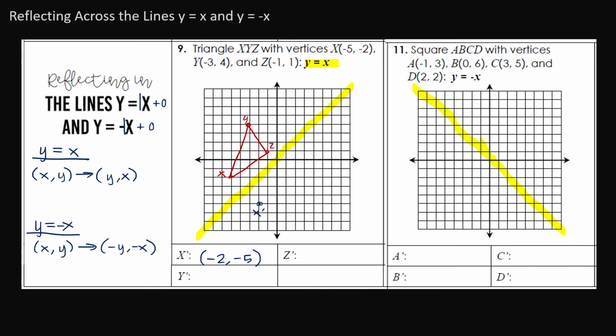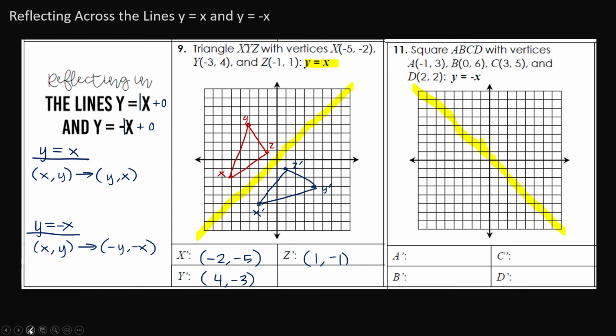Pretty cool. For y, it's at (-3, 4), so I'm going to switch the x and y coordinates. It would be (4, -3). Y prime is at (4, -3). And z is at (-1, 1), so I switch those values to get (1, -1). Here's z prime. And you'll notice these triangles are congruent and reflected across that line.